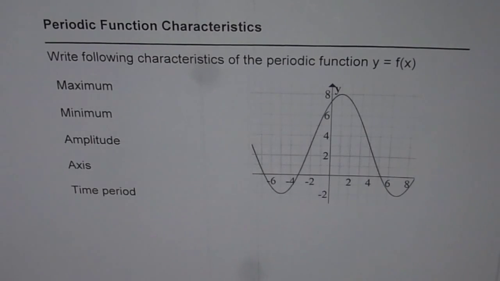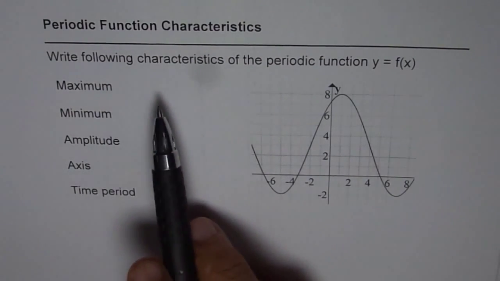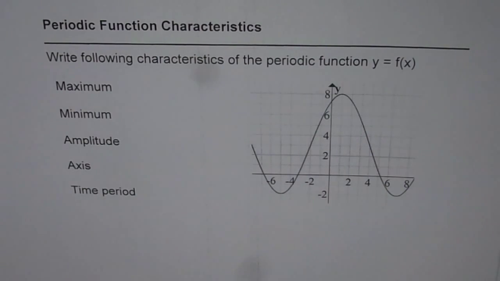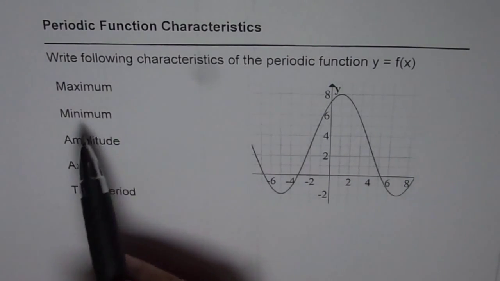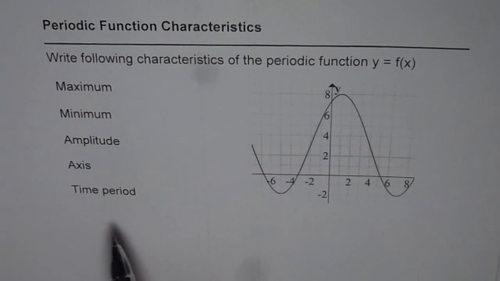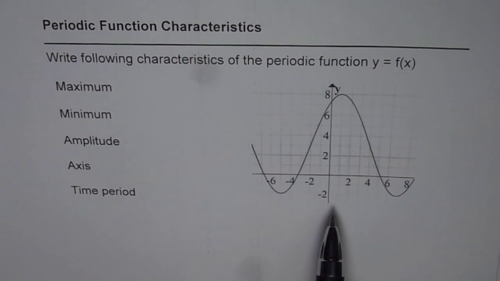I'm Anil Kumar, and in this video we will learn how to read characteristics of a periodic function from the given graph. Write the following characteristics of the periodic function y equals f of x. A function is given to us in the form of a graph. We need to write maximum, minimum, amplitude, axis and time period for this periodic function.